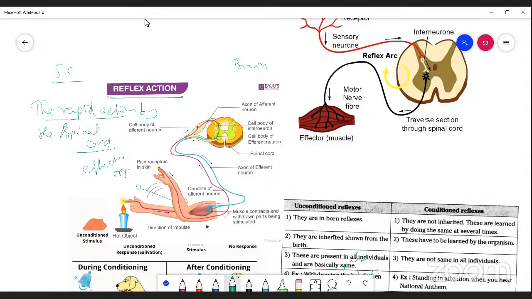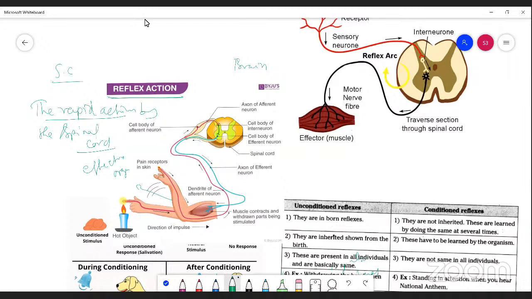So that is called the reflex action. The rapid action by the spinal cord is called the reflex action. Do you understand? In this case, everything is taken care of by the spinal cord. I have given two examples. When dust falls in our eyes, the eyelids close immediately. At that time, the eyelids are getting the information from the spinal cord, not from the brain.